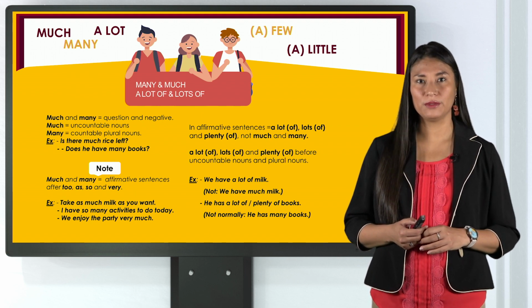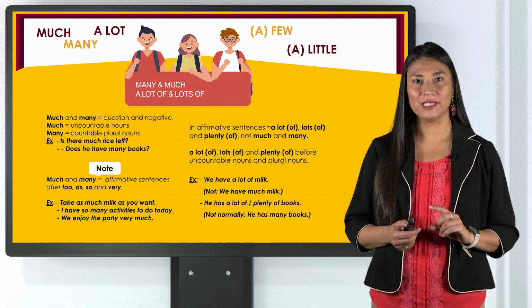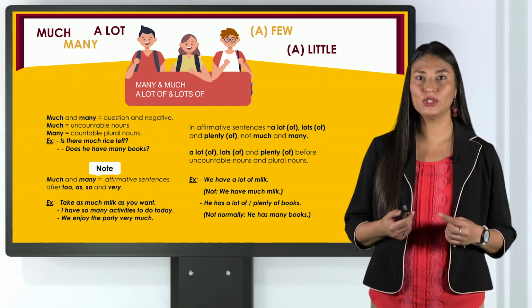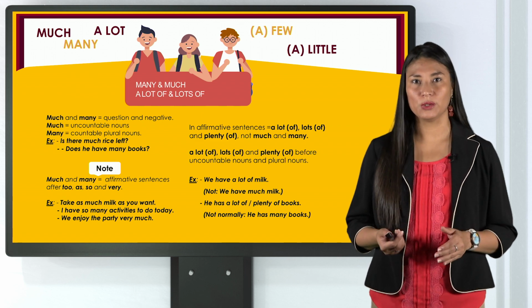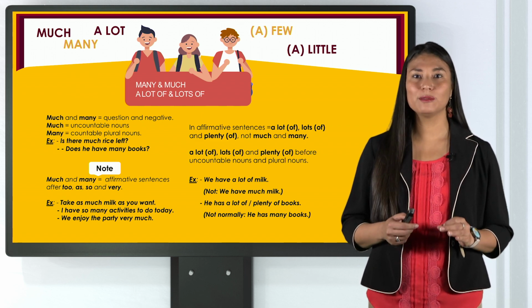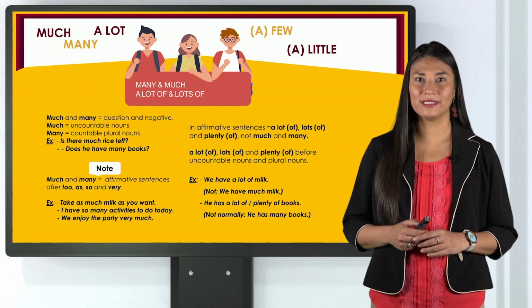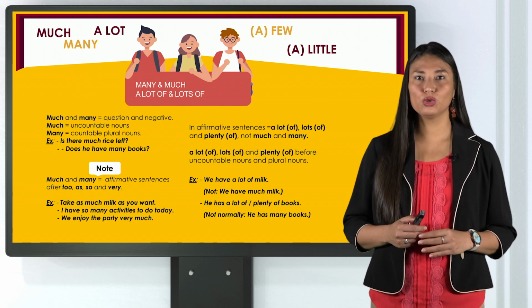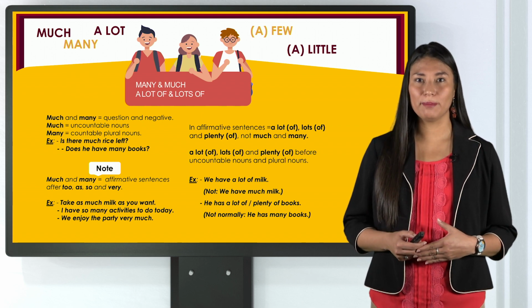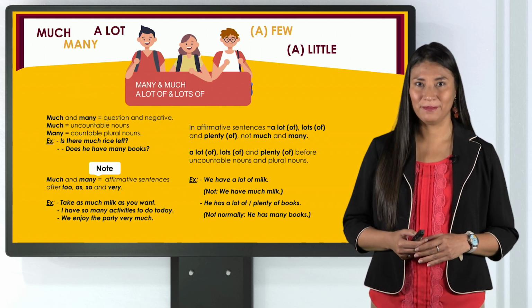Please note, we often use much and many in affirmative sentences after too, as, so, and very. Example: Take as much milk as you want. I have so many activities to do today. We enjoy the party very much.